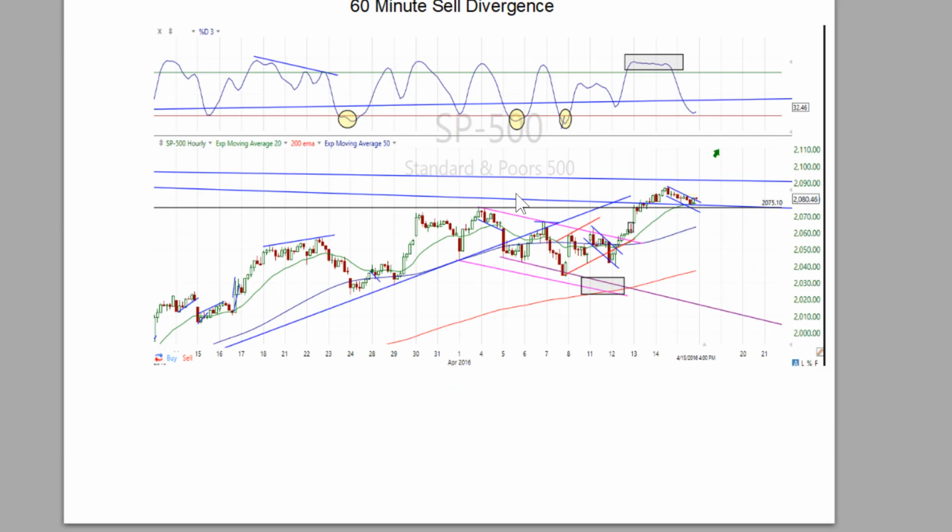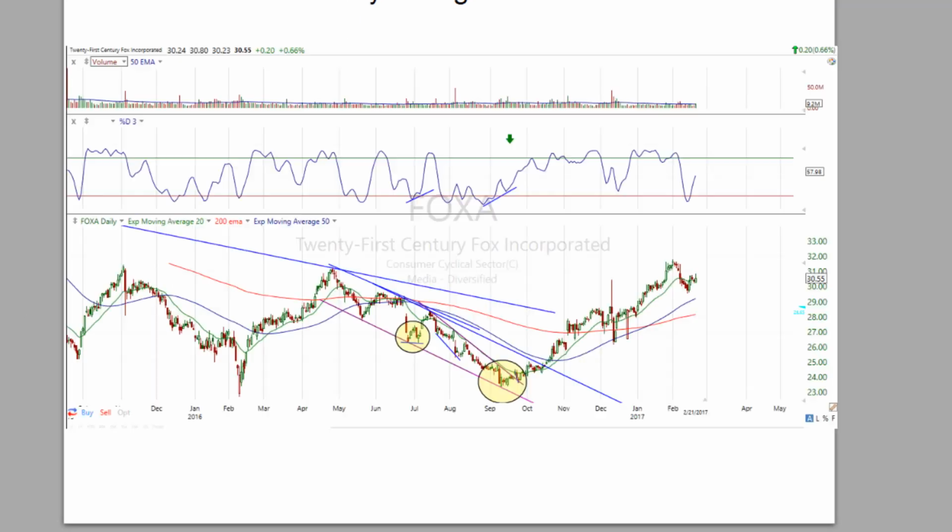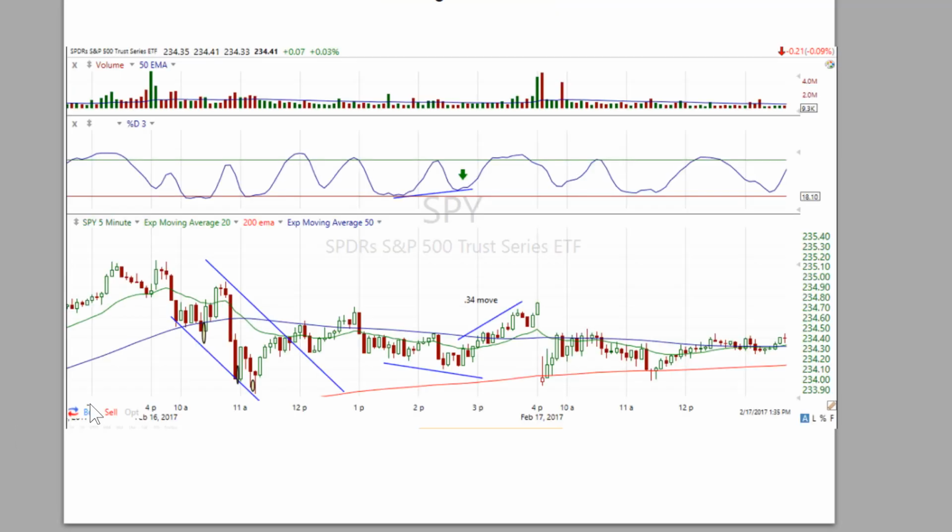Again, same thing, there's a 60-minute sell signal right over here. But again, when you get oversold, chances are of a move back up. When you get overbought, there's chances of a move down. It's pretty simple, just waiting for your trade. Same thing with the daily divergences. I'm just going down some of these charts we didn't go over.